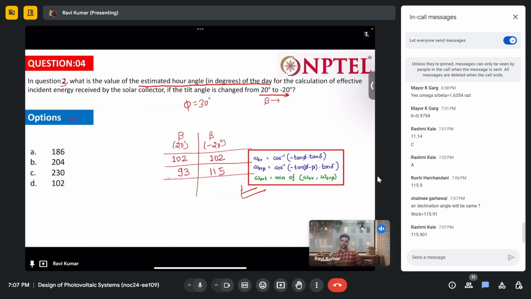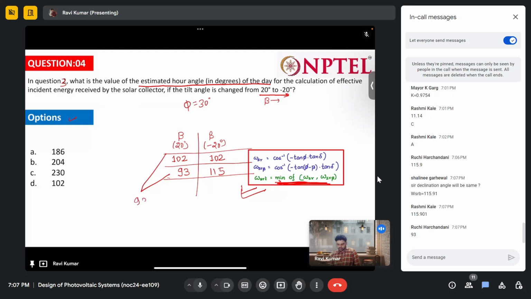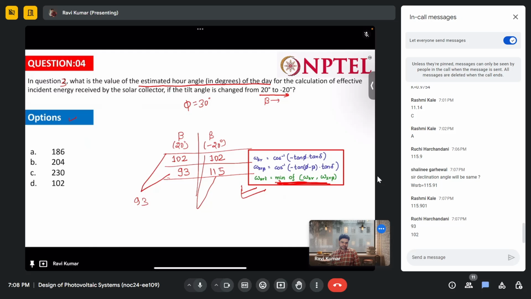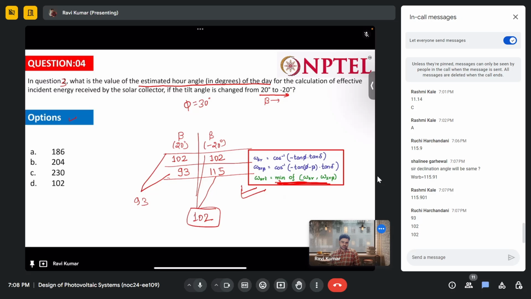So what should be the estimated hour angle for the day? What it says, minimum of these two. Before, minimum was which one? 93 was the minimum. Now which is the minimum? 102. What will be the answer? You will choose this omega. Ruchi said answer will be 102. And I am saying that is wrong. 102 is not the answer.